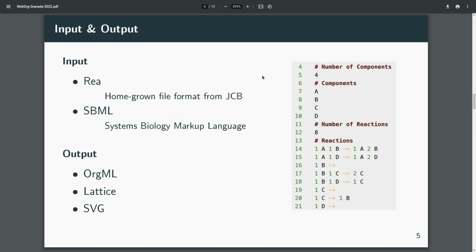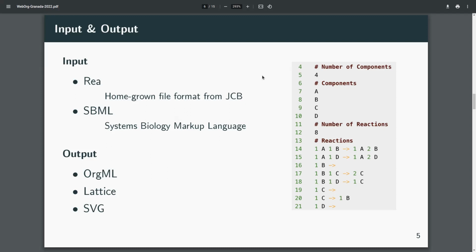And we have 4 components or 4 species, A, B, C, and D, and they have 8 reactions that form the network. So we have a destruction of B and a destruction of C and a destruction of D. We have a reaction of 1A and 1B forming A and 2B, A and D, A and 2D, and so on.